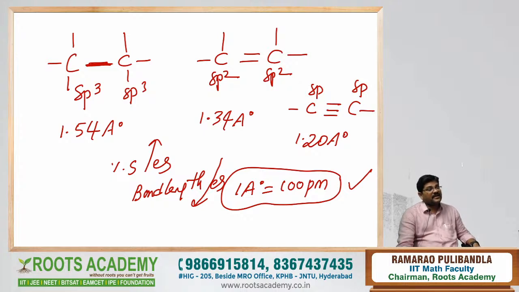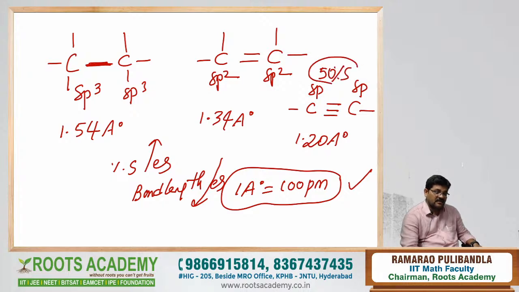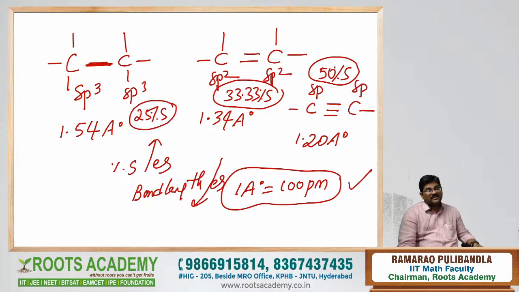As the percentage of the s character increases, what happens to the bond length value? It decreases. That is a beautiful point. In sp hybridization, the percentage of s character is 50%. In sp2, the percentage of s character is 33.33%. In sp3, the percentage of s character is 25%.